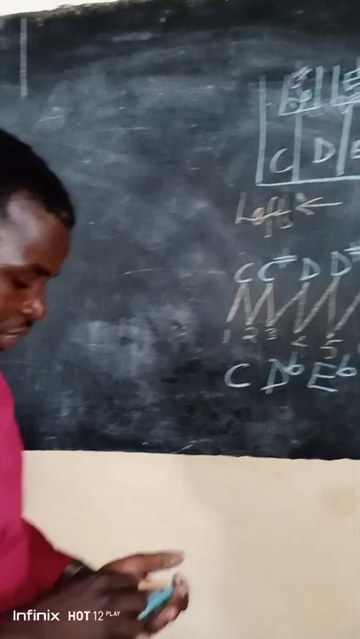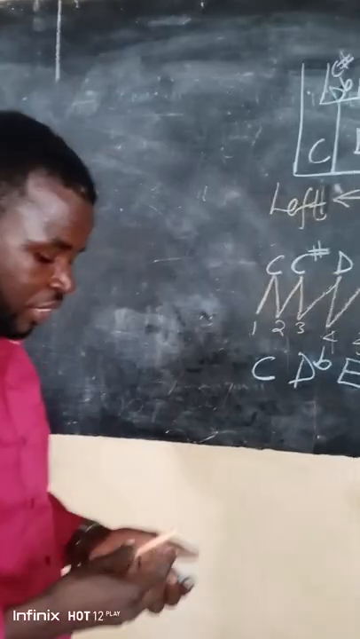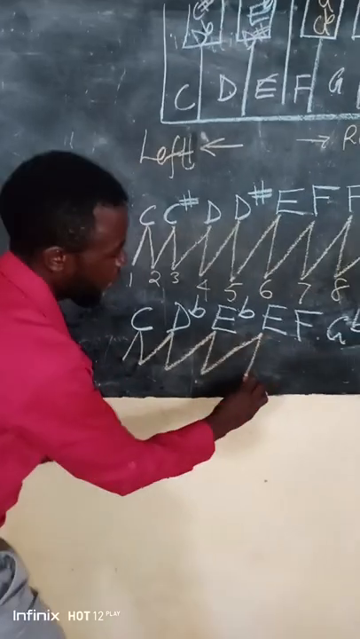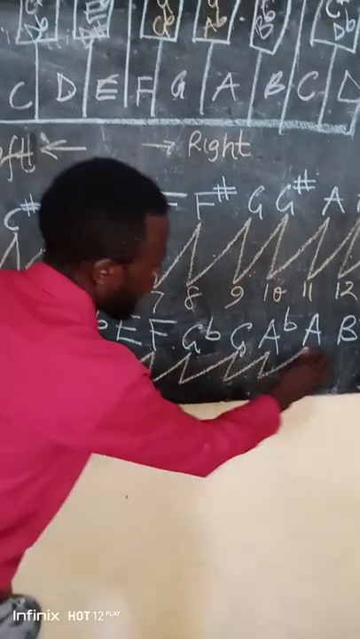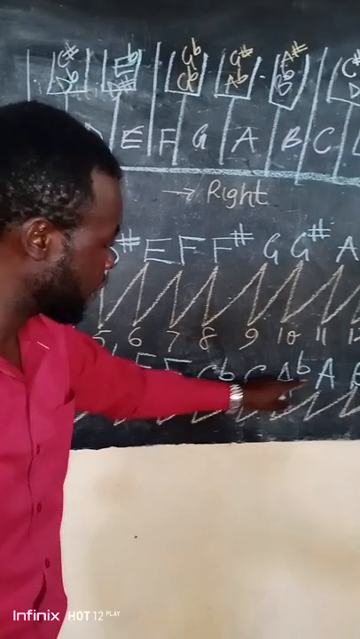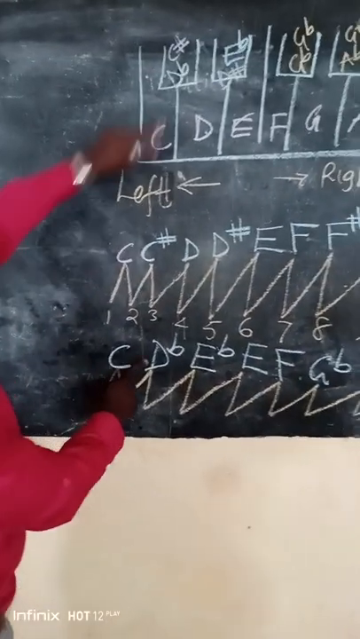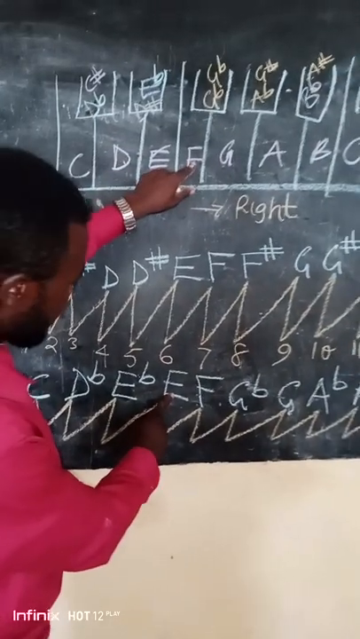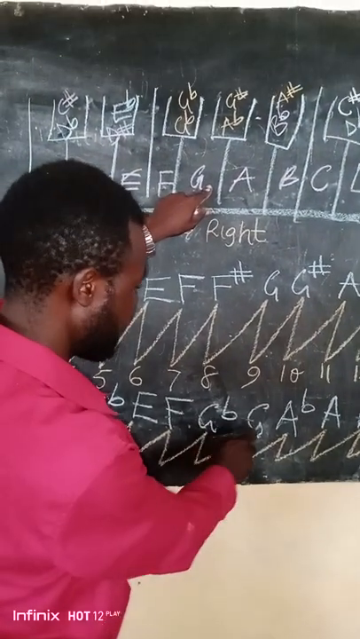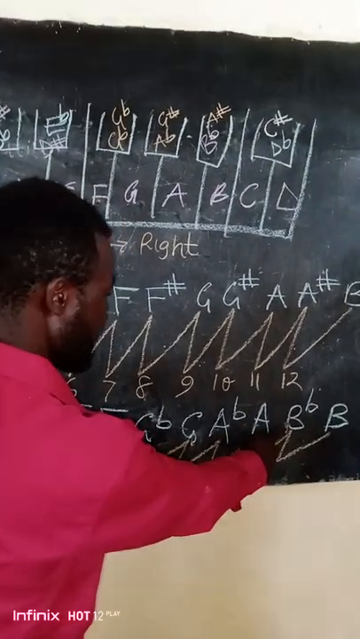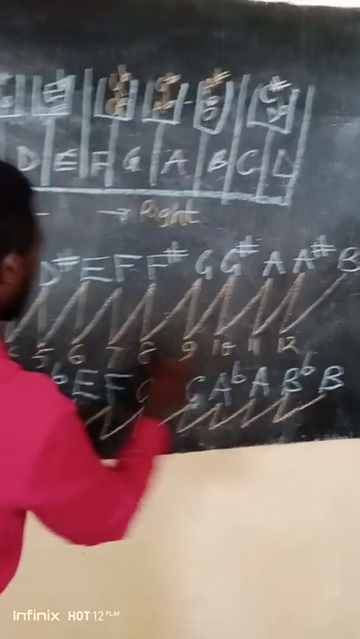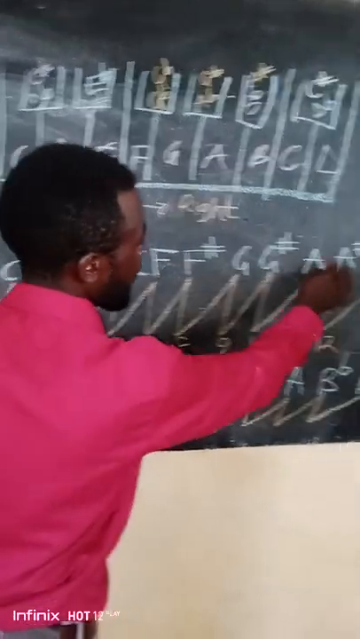Let us count. So this is 1, 2, 3, 4, 5, 6, 7, 8, 9, 10, 11. One is missing. Which one? Because we have C, D flat, E flat, E, F, G flat, G, A flat, A, B flat, B. Which one is missing? 1, 2, 3, 4, 5, 6, 7, 8, 9, 10, 11, 12.